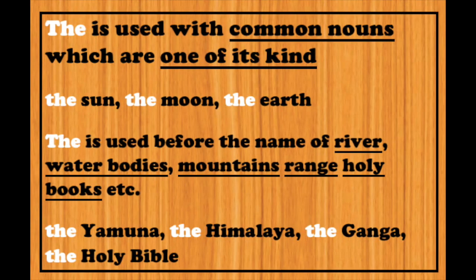Then the is used with the common nouns which are one of its kind. Only one thing in the world, like the sun, the moon, the earth. Okay. The is used before the names of river, water bodies, mountain ranges, holy books. For example, the Yamuna, the Himalaya, the Ganga, then the Holy Bible, etc.